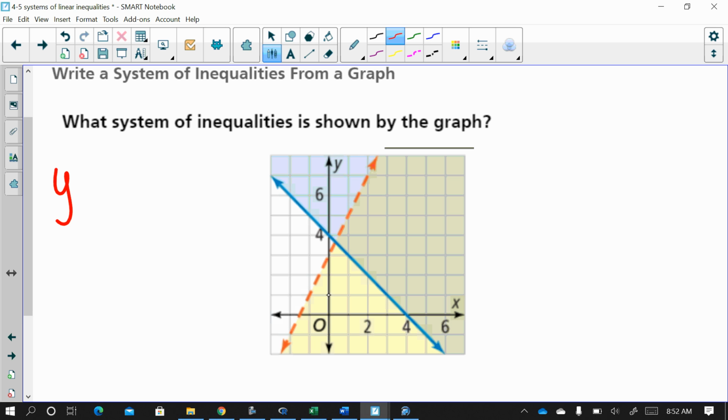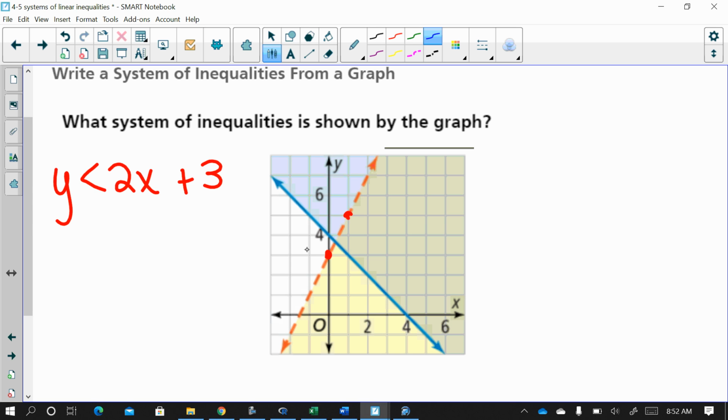So my y-intercept, 1, 2, 3, so plus 3. Okay, my slope, here's a nice point, here's a nice point. So I go up 2 over 1, so that's a 2x. Okay, first thing now we need to decide, am I shaded above or shaded below? Well, notice the yellow shade is for the red line. So I'm shaded below, so I'm less than. And since it's a dashed line, we leave it as less than.